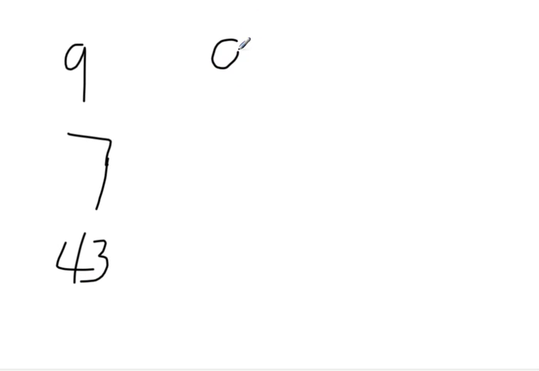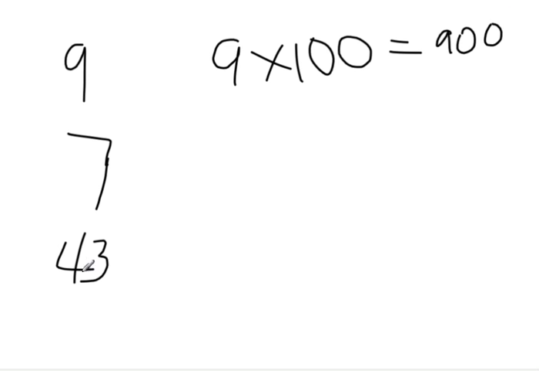So if I did 9 times 100, using that same trick, I already know that 9 times 10 is 90. If I add one more 0, my answer is 900. If I do 7 times 100, I already knew that 7 times 10 was 70. All I need to do is add one more 0. My answer is 700.